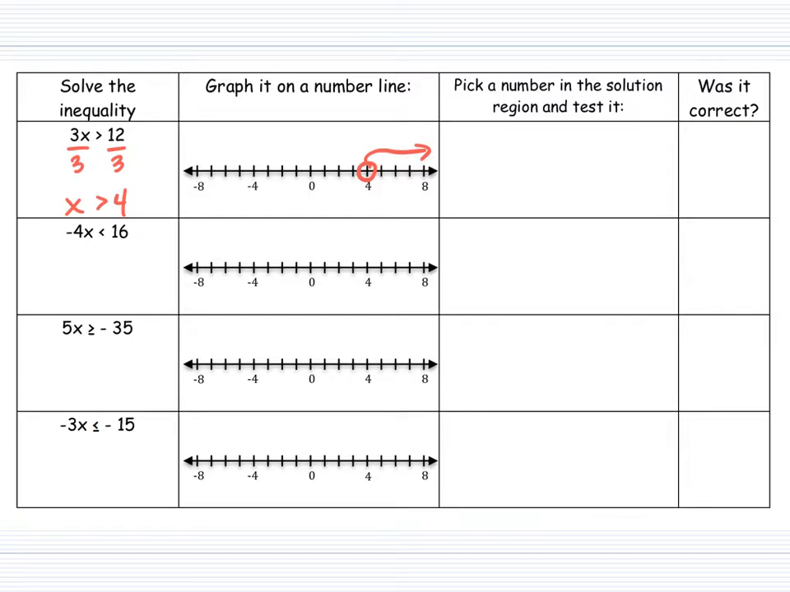I'm going to go back to my original equation, so 3, and then instead of x, I'm going to put 5 is greater than 12. 3 times 5 is 15. So I have the inequality 15 is greater than 12, and that is true. 15 is, in fact, a greater number than 12. So here's where I would pause and try a few of these for yourself.